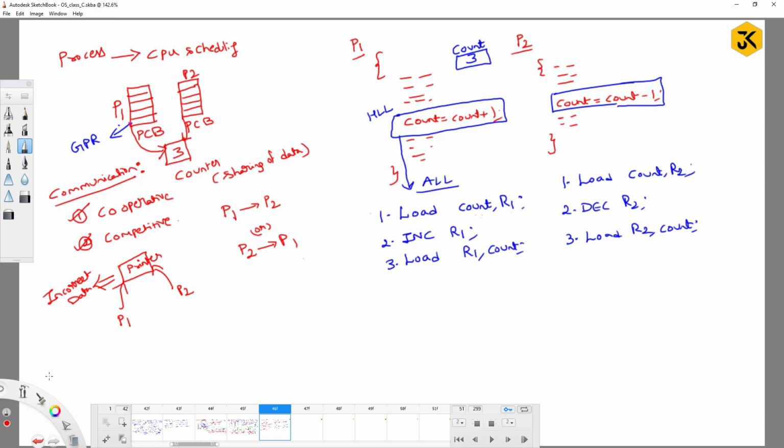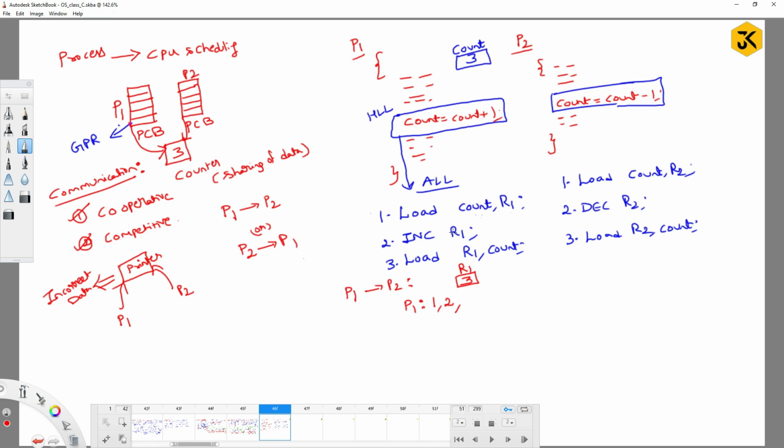manner, which means that either P1 completes first, then P2 will complete, right? If it happens like that, what will happen? Assume just P1 is working on the line number 1. When P1 is working on the line number 1, it is going to have a register R1. Now R1 contains what value? 3, right? Good.